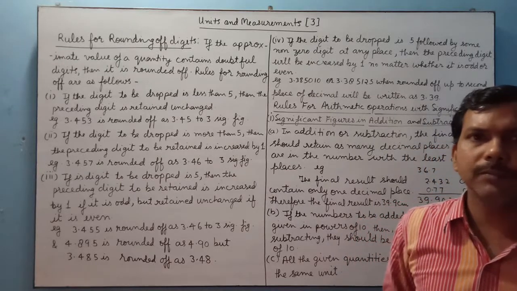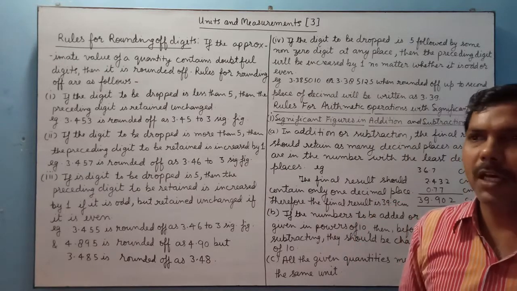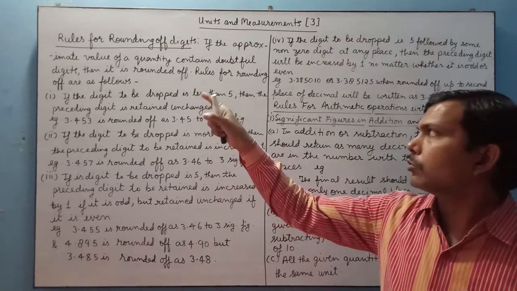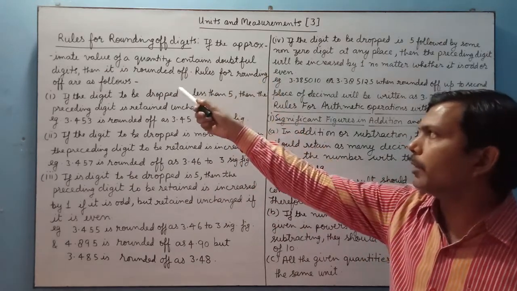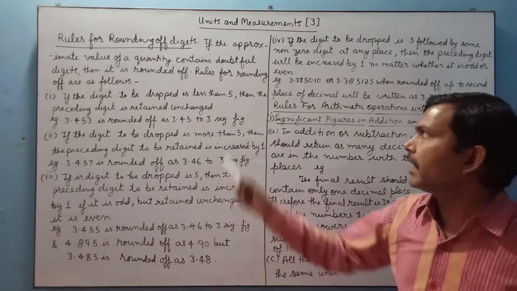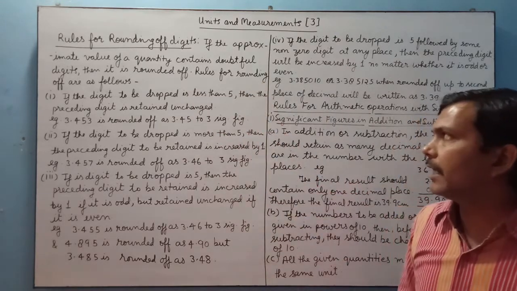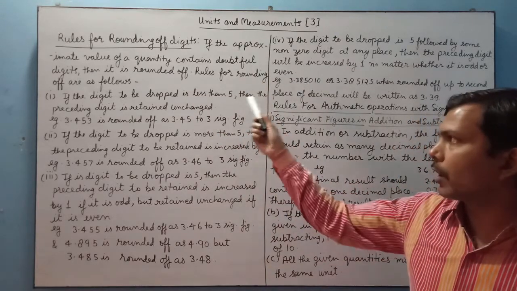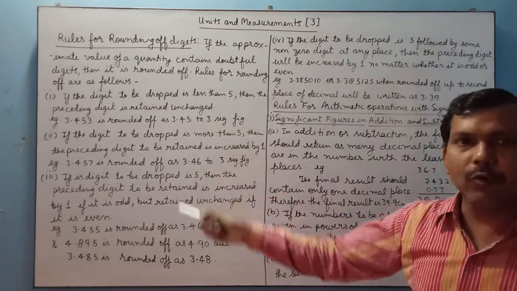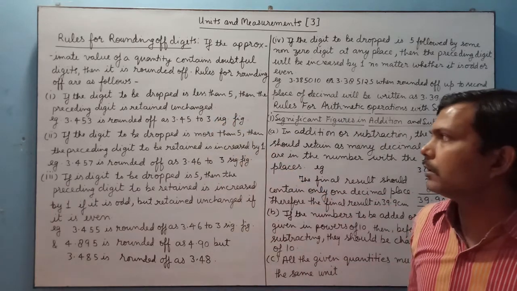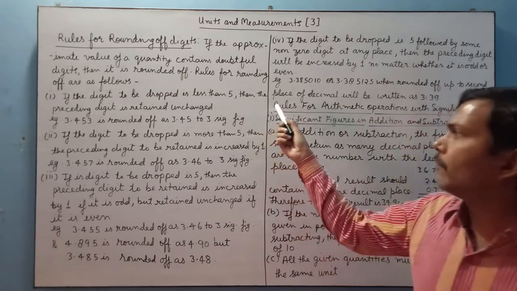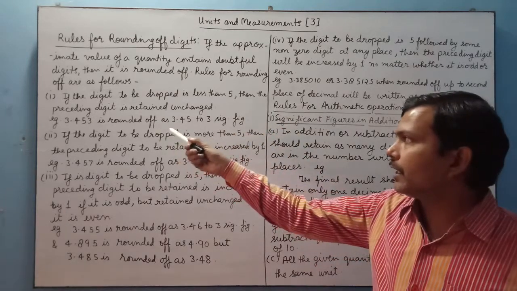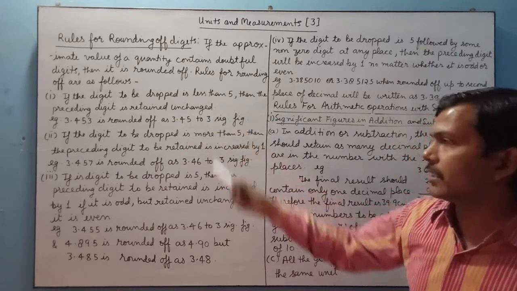Hello students, welcome. Here we will discuss rules for rounding of digits. If the approximate value of a quantity contains doubtful digits, then it is rounded off. Rules for rounding off are as follows. Number 1, if the digit to be dropped is less than 5, then the preceding digit is retained unchanged.